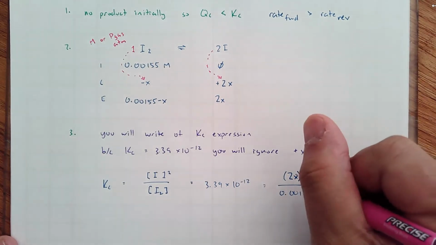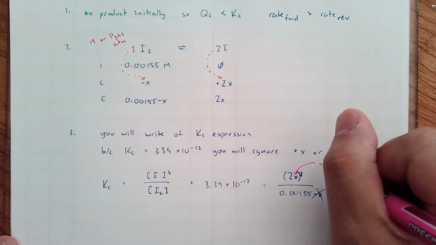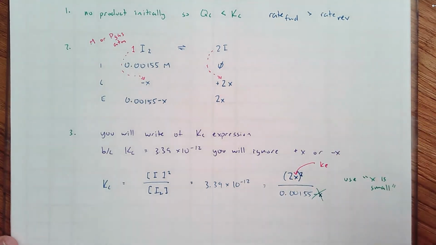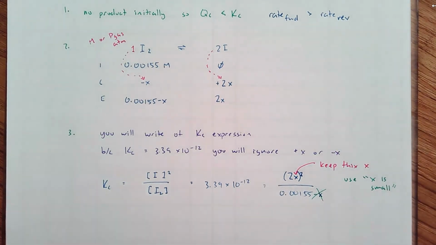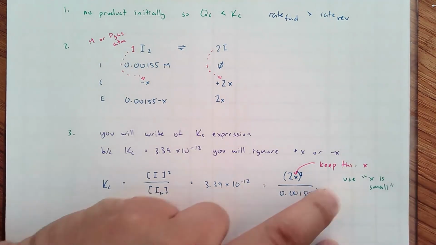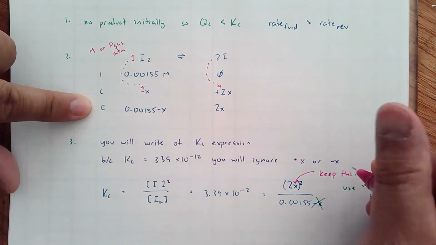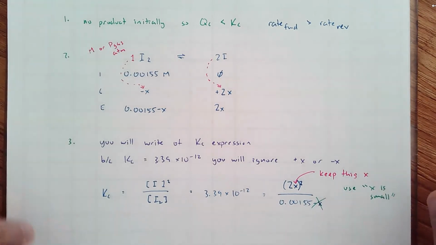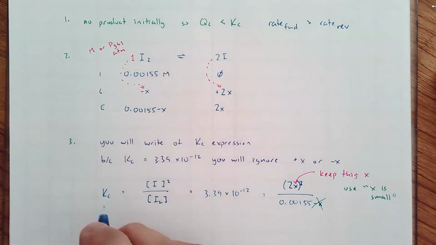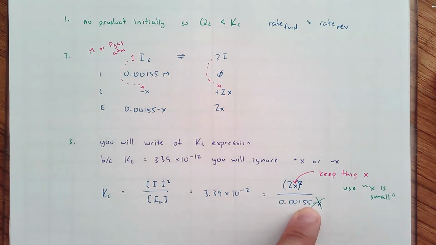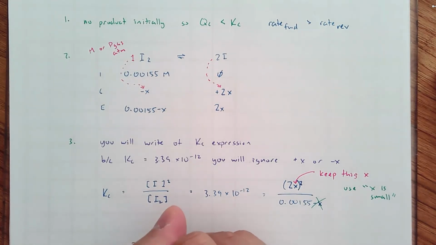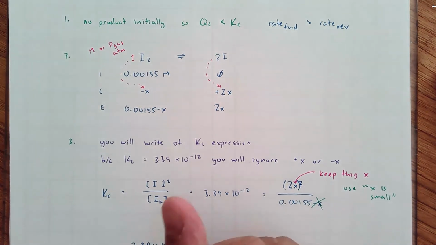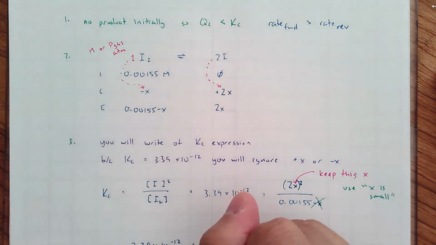So what do you notice here? This one you keep. It's not a plus x or a minus x, so you keep this x. And that's how we're going to get a value for x to plug into the equilibrium row. So now we just have to solve. So that x is gone. Think of it as 0. So let me just write it out, and it's very clear what we're solving for now.